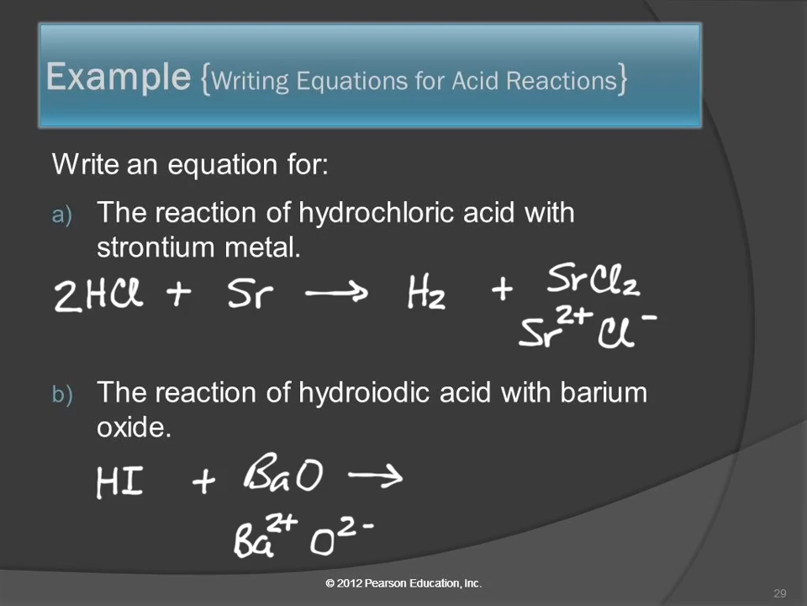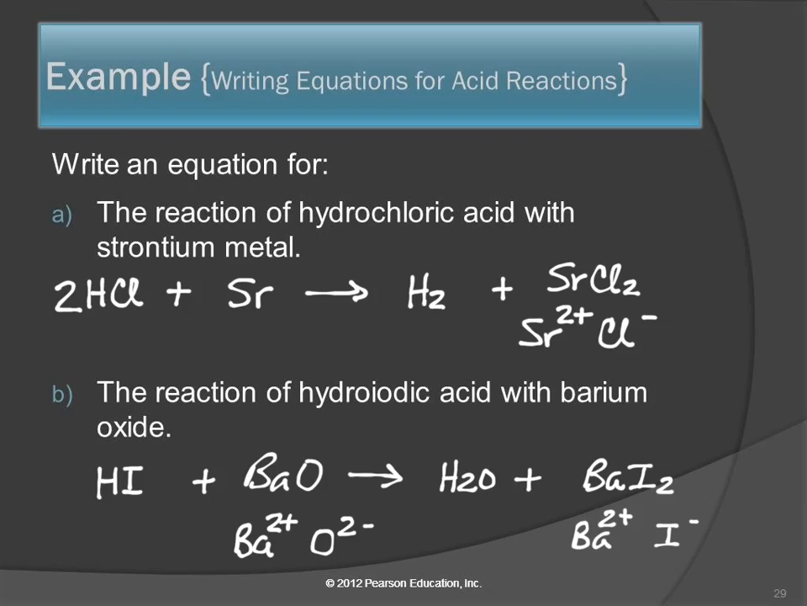Reaction of an acid with a metal oxide. What are the products? Water and salt. So acid with the metal, hydrogen gas and salt. Acid with a metal oxide, water and salt. So one of our products is water, and the other will be the salt that is formed between the barium ion and the iodide ion. So barium was 2 plus. We know from the periodic table that iodine, or iodide, is 1 minus. So that must be BaI2.